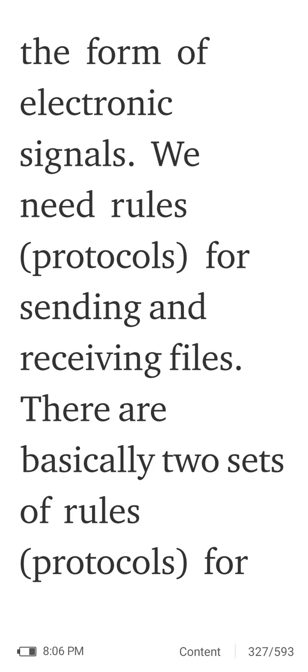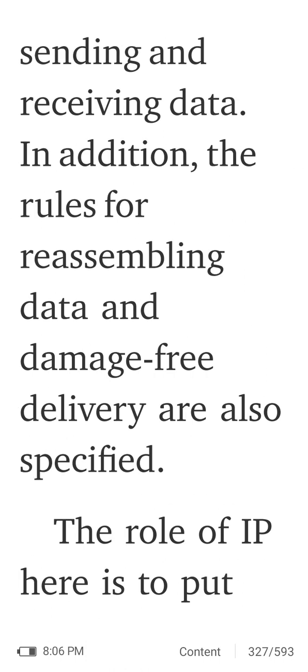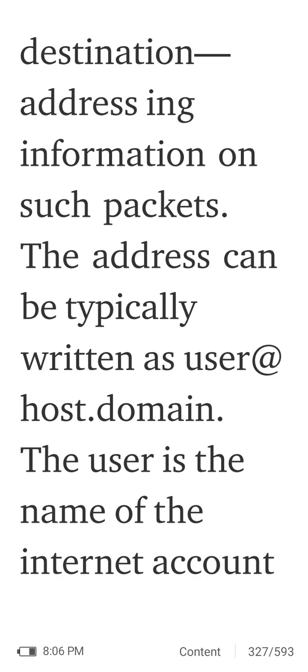There are basically two sets of rules or protocols for the purpose, such as Transmission Control Protocol (TCP) and Internet Protocol (IP). So TCP divides the data into data packets for the purpose of sending and receiving data. In addition, the rules for reassembling data and damage-free delivery are also specified. The role of IP here is to put distinct addressing information on such packets. The address can be typically written as user, host, domain.